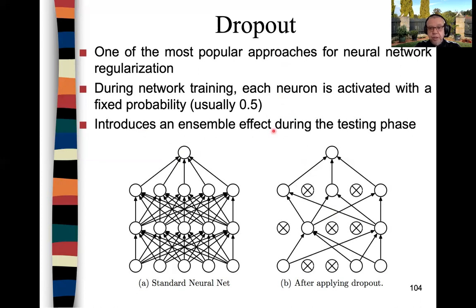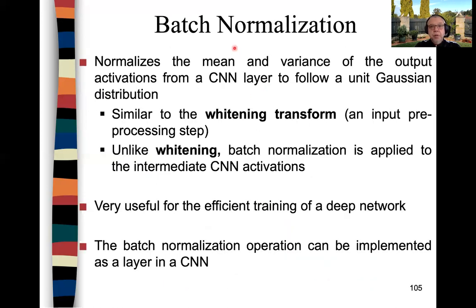So this introduces an ensemble effect during the testing phase, meaning that these subnetworks perform ensemble learning, sort of aggregating the knowledge that you acquire during the training. And remember that when you train a model, the information that the model learns is stored in the weights, okay? So another way of regularization is to use batch normalization.